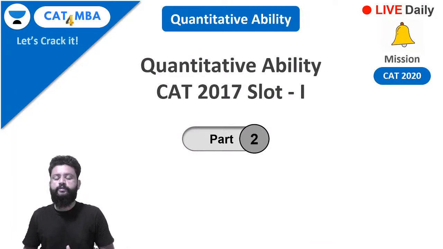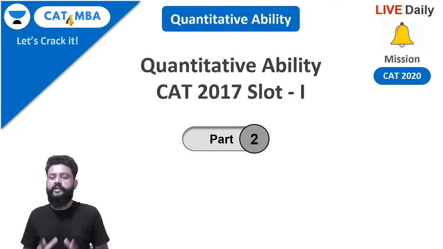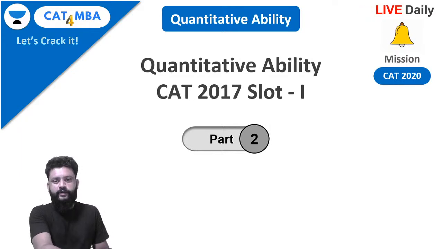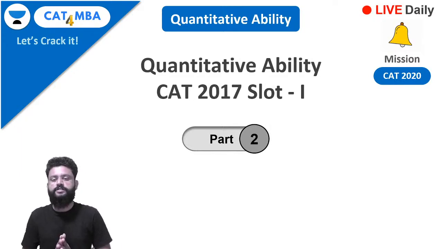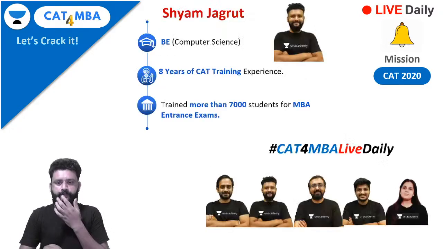So guys, in this session I'm going to discuss questions from slot 1 of CAT 2017, that is from the quantitative ability section. So this is part 2 of the section, जहाँ पे मैं बचे हुए questions complete करने वाला हूँ. So we are just left out with half of the questions. In part 1 I have covered half of the questions. So let's begin.